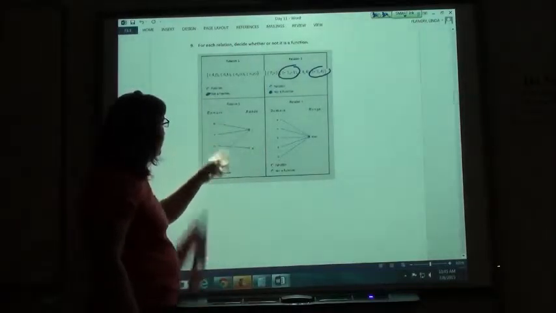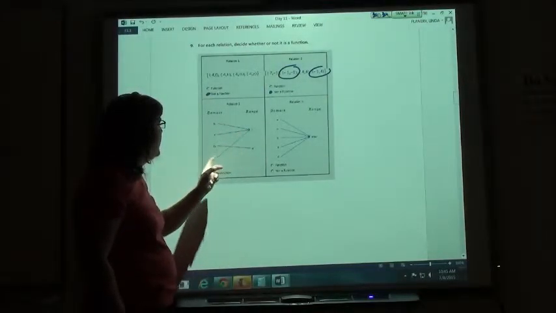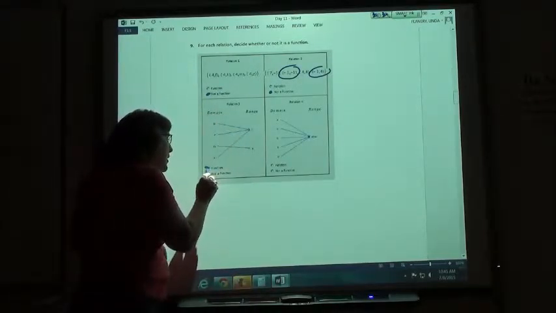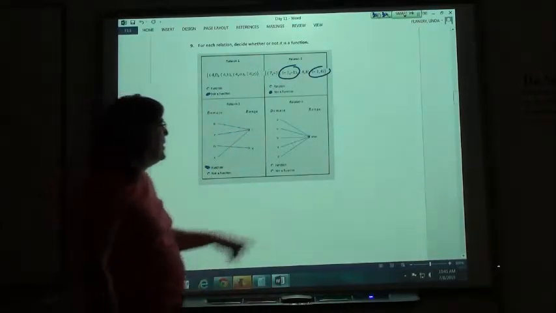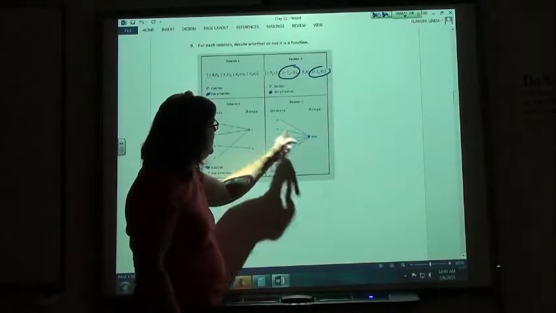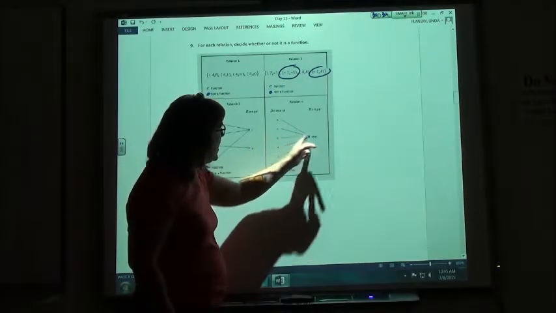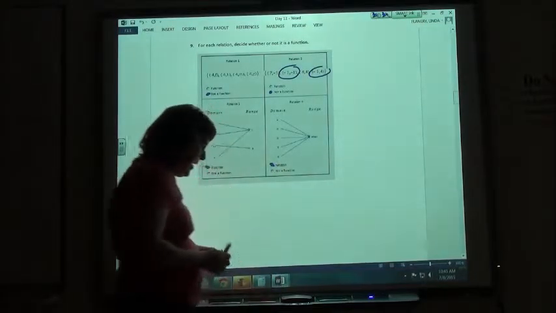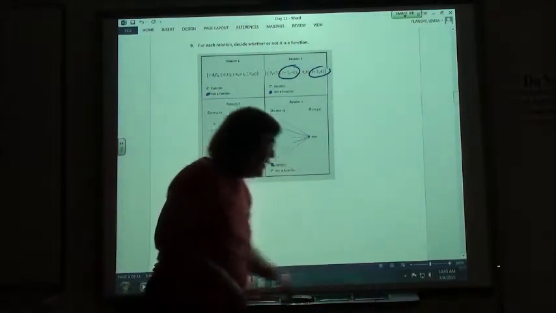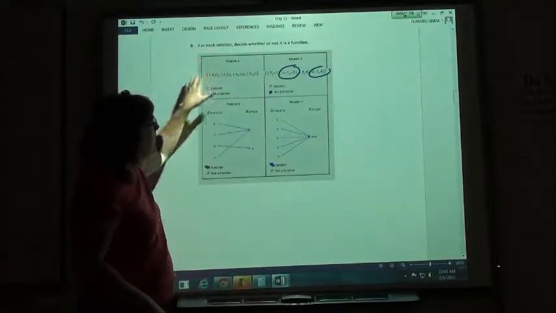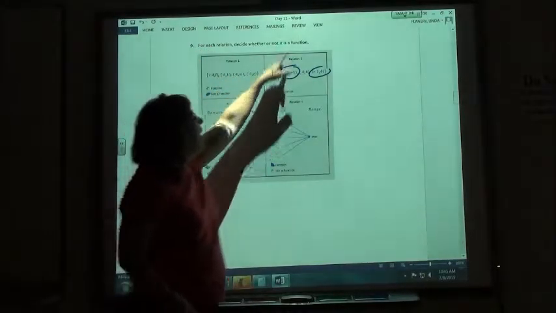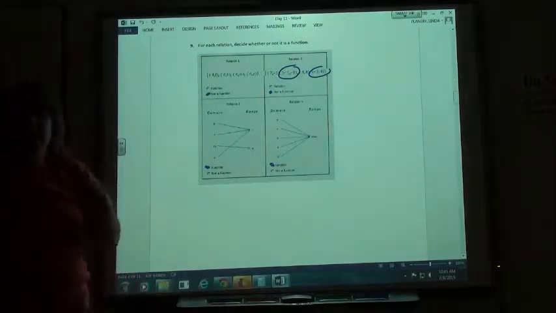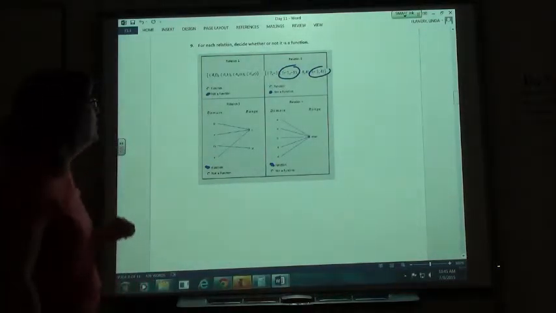K goes to C, R goes to C, N goes to X, X goes to C. Each of them only go to one value. It is a function. And here again, each of them all go to the star, but each of them only have one corresponding value. It is going to be a function. So for my relation, my set of ordered pairs, if it is a function, each value in the domain can only have one value in the range.